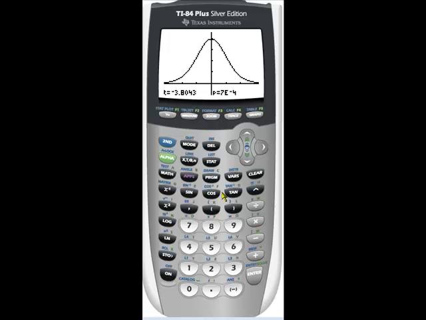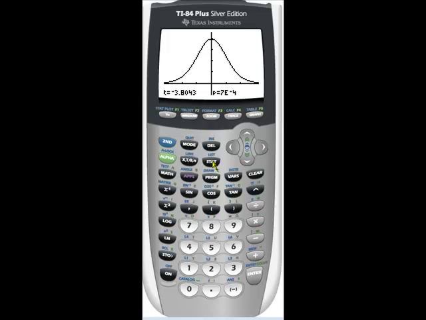Now I've just concluded a problem where we tested to see if there was a difference between the strengths of two different concrete mixtures, mixture 400 and mixture 301. And now I want to find a 90% confidence interval for the difference between those two averages.